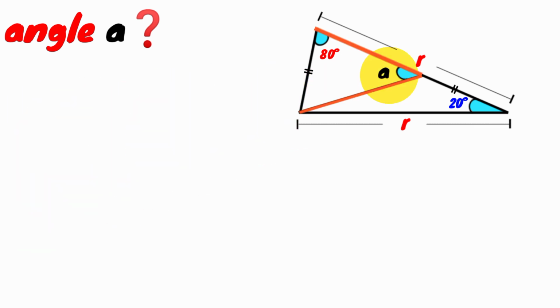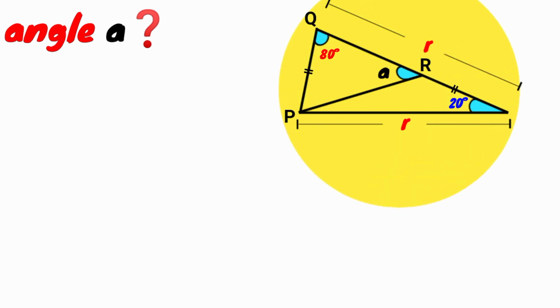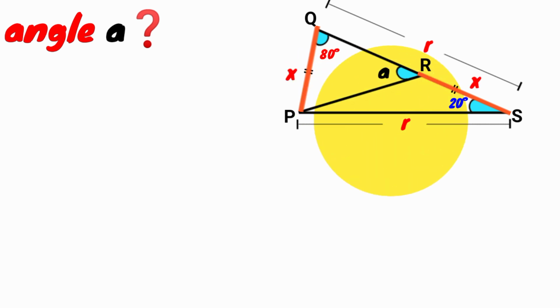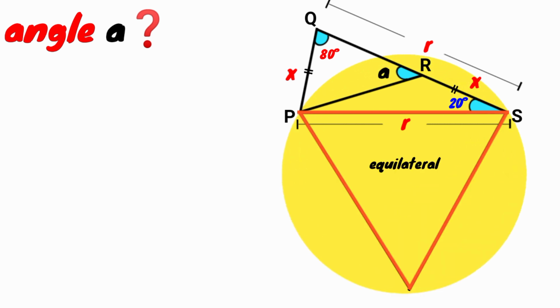It is very simple. We start by labeling the points P, Q, R, and S. Since this segment RS is congruent with this PQ, we assume their length to be x each. Okay, let's come here to this side PS. Assume it is a side of an equilateral triangle. Draw it out. So this side and this will also have their lengths to be R as well.